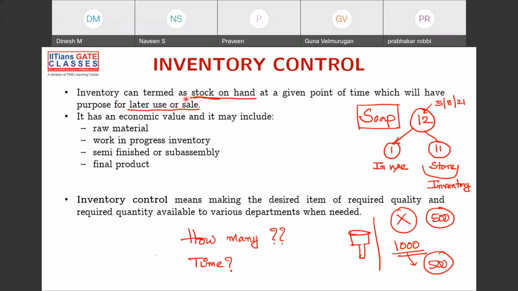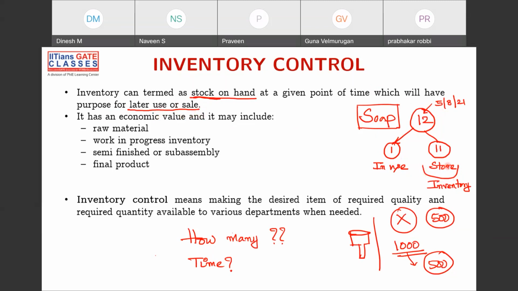Inventory can be termed as stock on hand at a given point of time, which you have for later purpose or sale. If you are using it for personal use, then it is for later use. If you are the owner of a wholesale shop or a grocery store, then you are going to sell it, right? So that is what inventory is.